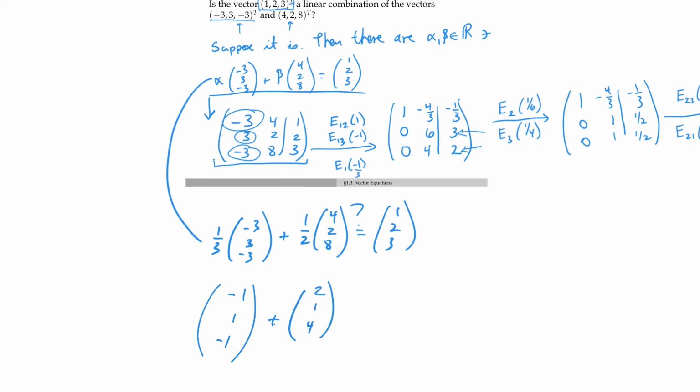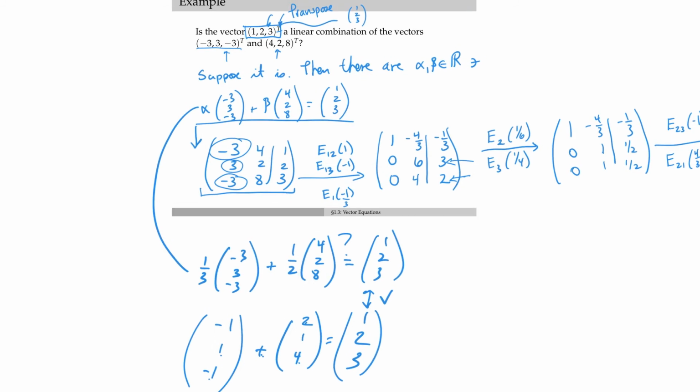Now, negative 1 plus 2 is 1. 1 plus 1 is 2. And negative 1 plus 4 is 3. So, yes, that worked out nicely. Wonderful. So, to answer the actual question, is the vector a linear combination of the other vectors? Yes, it is.